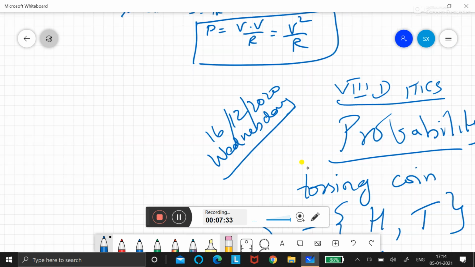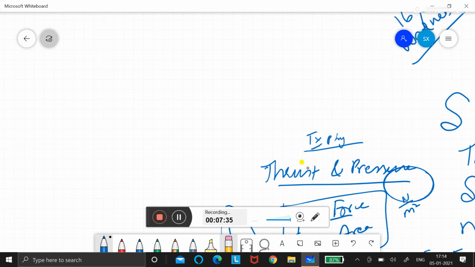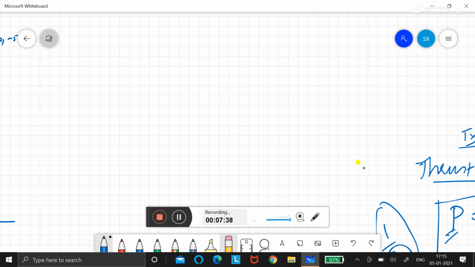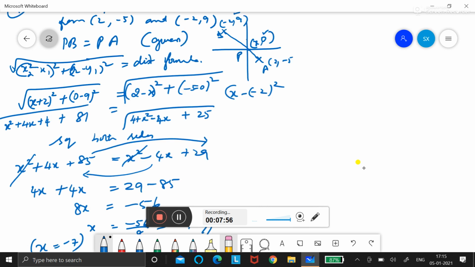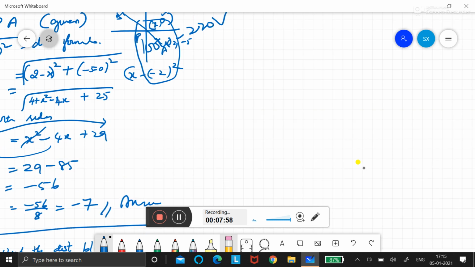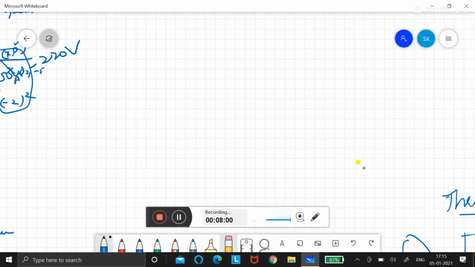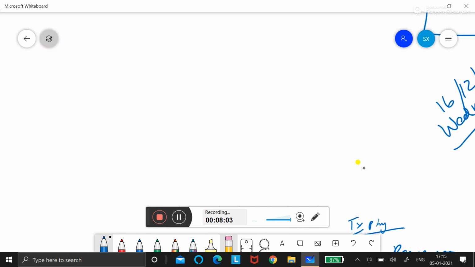Now one more question usually comes here, that is what is the meaning? Suppose you buy one bulb, okay, on the cover of the bulb, it is written 100 W, 220 V. What is the meaning? What does it represent? What is the significance of this? They'll ask you. So what will you write? Can anybody guess? Yes, it means this electrical appliance consumes 100 watt and it needs 220 volt.